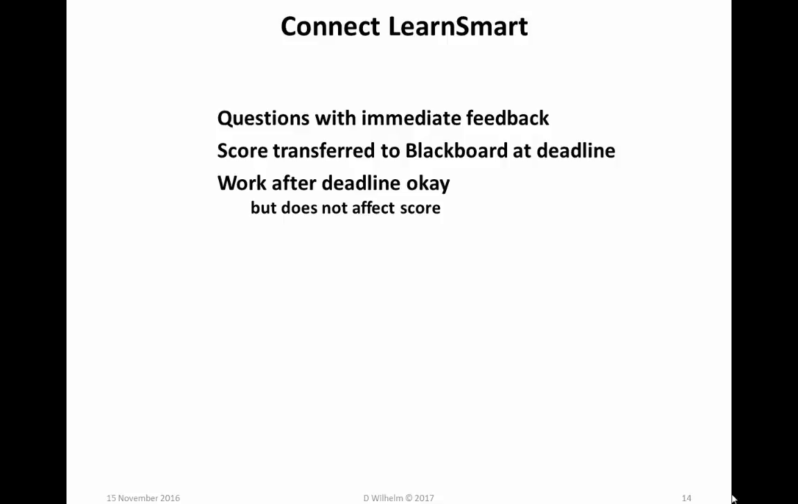LearnSmart exercises consists of a number of questions. The student receives immediate feedback after answering each question and can try until they get it correct, move on to the next question, or use an attached ebook to look up the material. The LearnSmart score is transferred to Blackboard at the deadline. It's possible to continue work on the LearnSmart exercise after the deadline for learning purposes, but it does not affect the score.